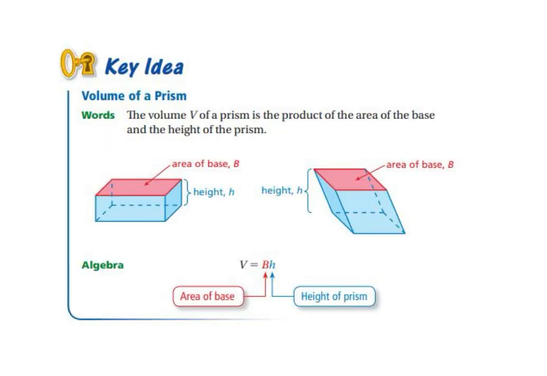So your key idea is volume of a prism. The volume of a prism is the product, so that means multiply. It's the product of the area of the base and the height. Well, you know that the area of the base is length times width, and then you just multiply it by height.